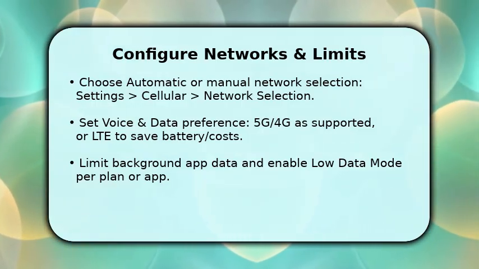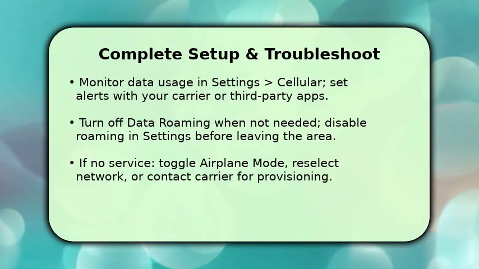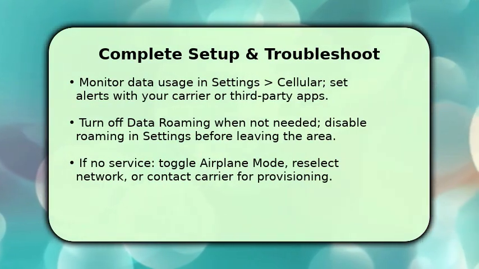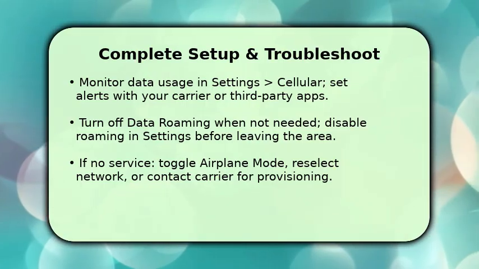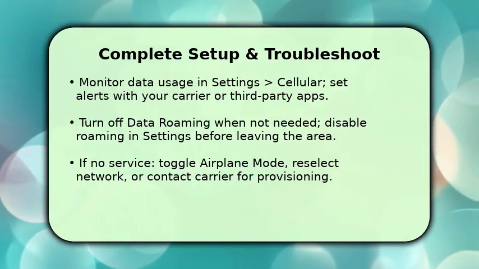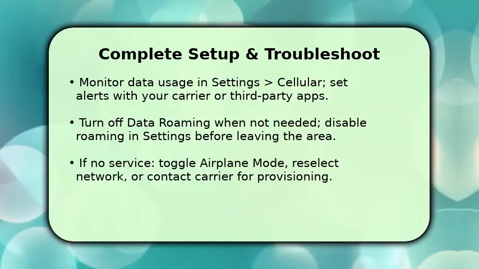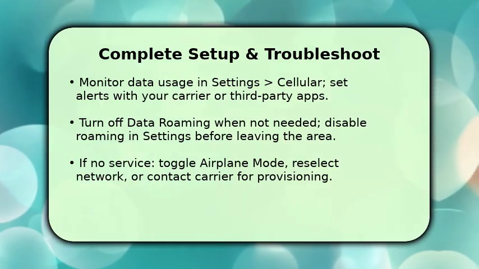Once set, monitor the connection and move to final. Finish by confirming billing and usage controls. Check settings cellular for per app usage and enable low data mode if needed. You should turn off data roaming when you no longer need it to avoid charges.